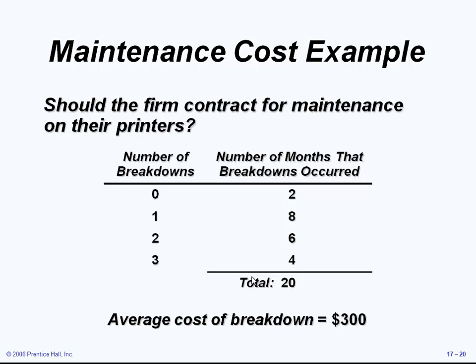So for zero breakdowns, we have 2 months. For 1, we have 8. For 2, we have 6. And for 3, we have 4. So we have a total of 20 months in which breakdowns occurred.